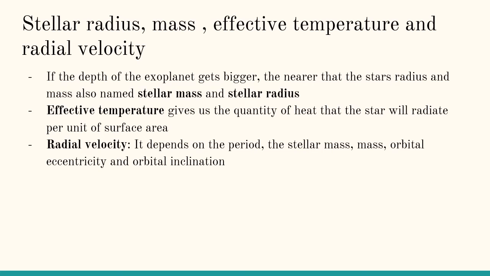Now, for the stellar radius, mass, effective temperature, and radial velocity. If the depth of the exoplanet gets bigger, the nearer the star's radius and mass, also named stellar mass and stellar radius. Effective temperature gives us the quantity of heat that the star will radiate per unit of surface area. Radial velocity now, this depends on the period, the stellar mass, orbital eccentricity, and orbital inclination. So you can see that the radial velocity depends on many factors.